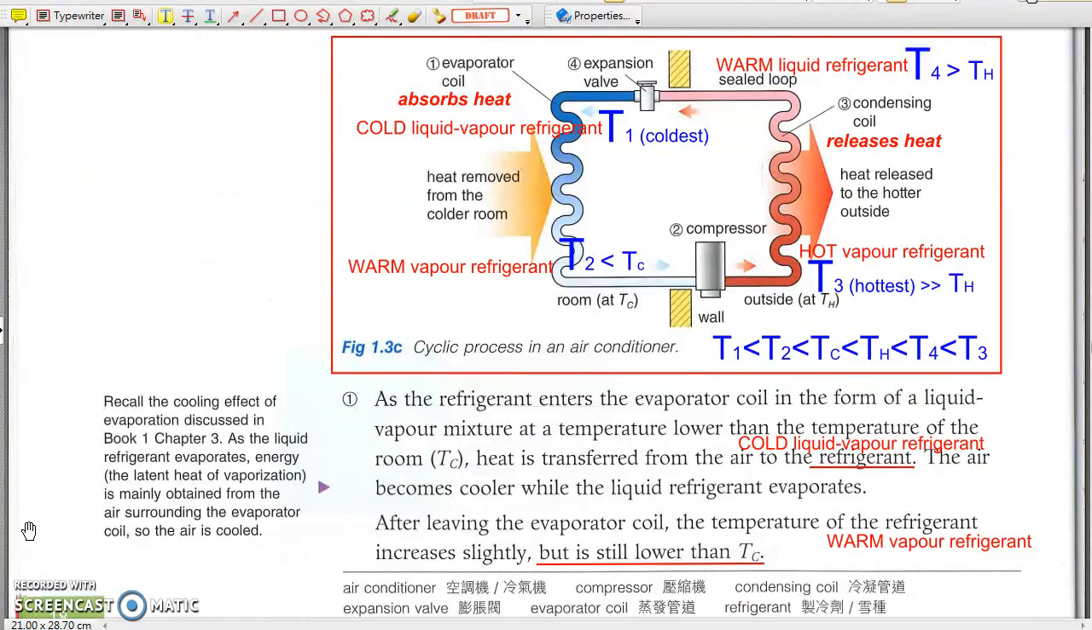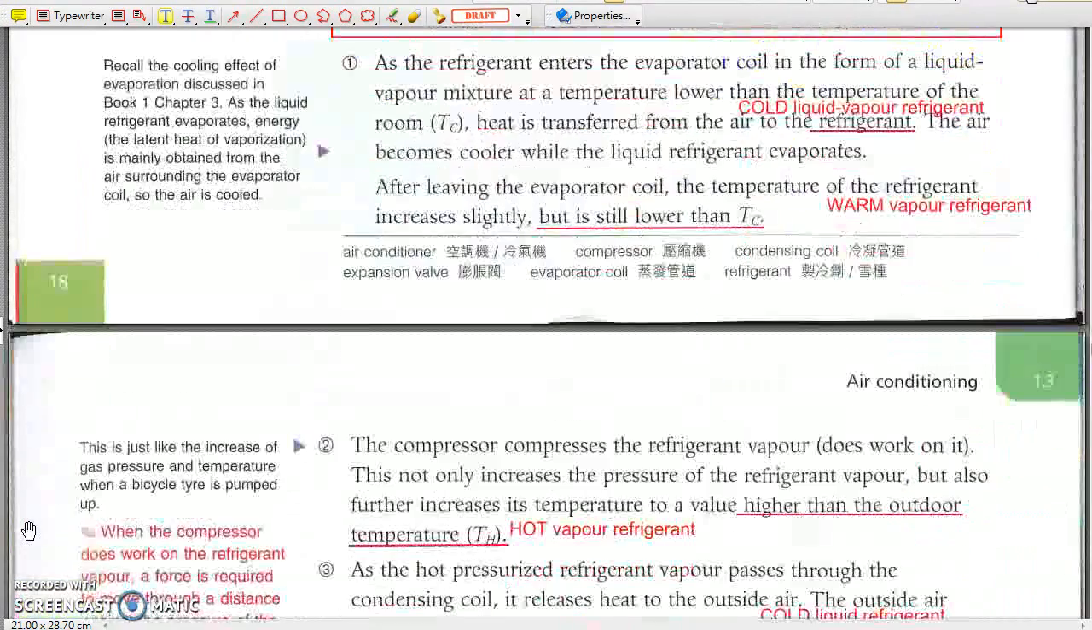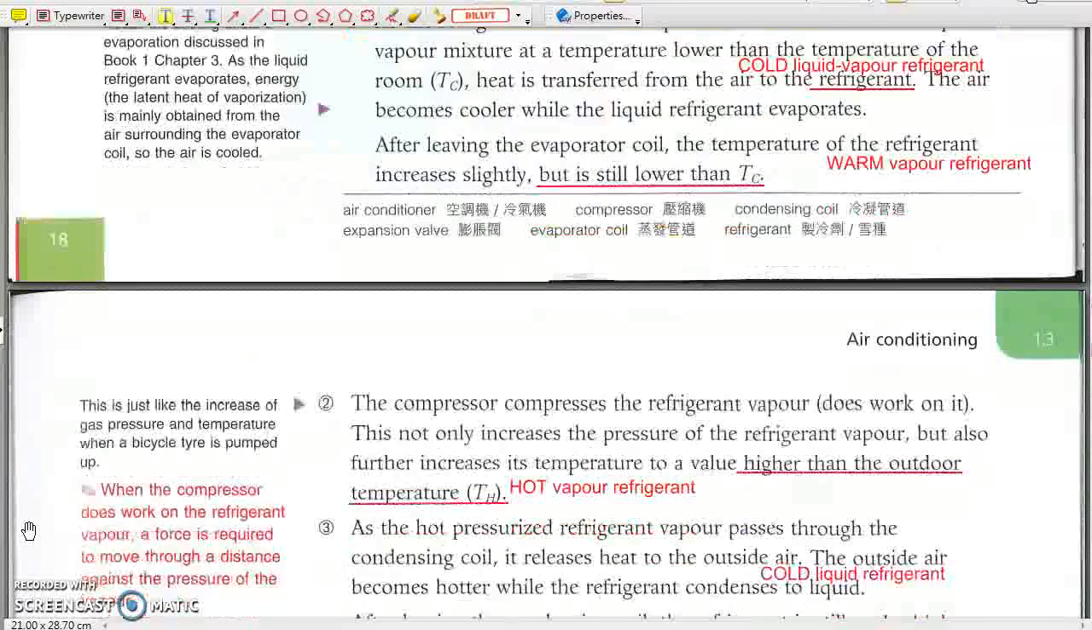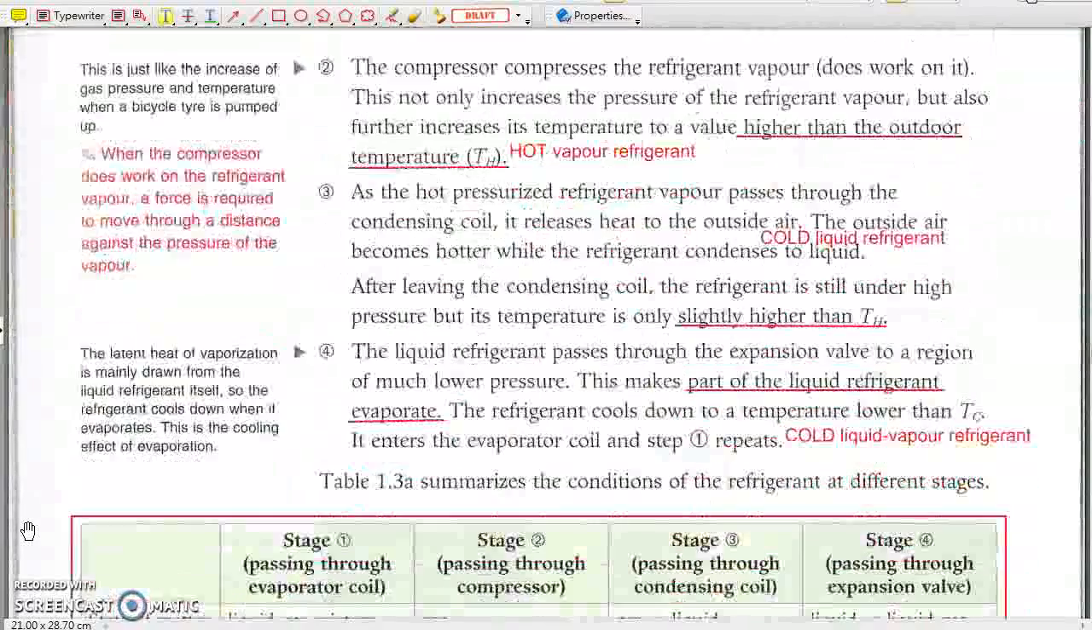Now, underline the key points in the following paragraphs and read the table carefully to go through the process in detail.